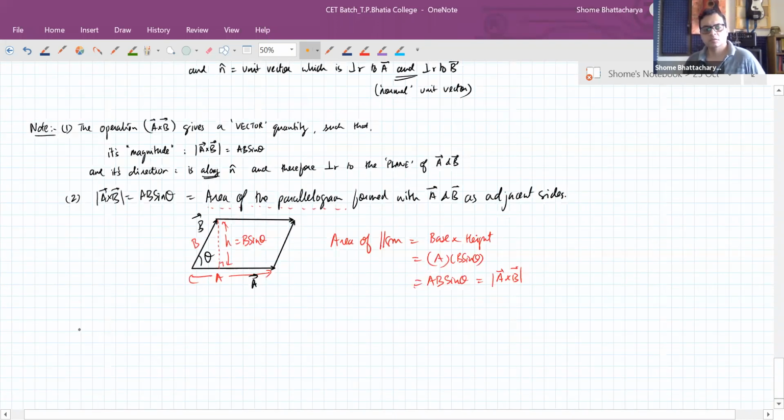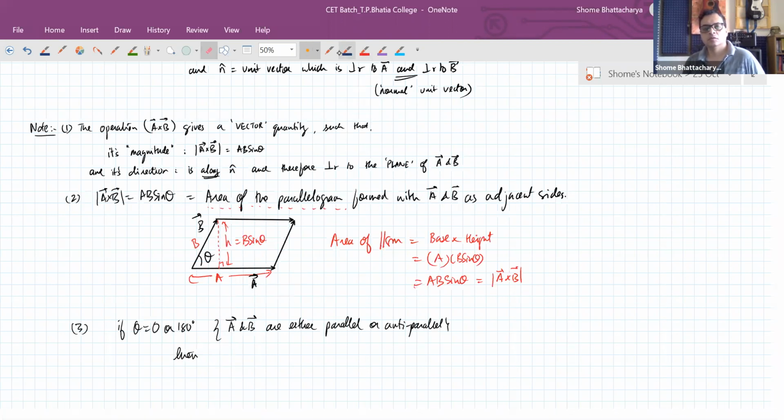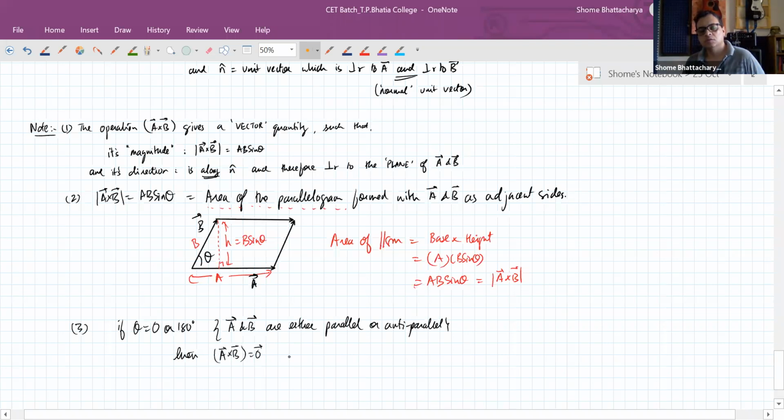Now next thing, you can see that if theta is equal to 0 or 180 degrees, that is, A and B are either parallel or anti-parallel, then A cross B will become a null vector, because AB sine theta will be 0, because sine theta will be 0.